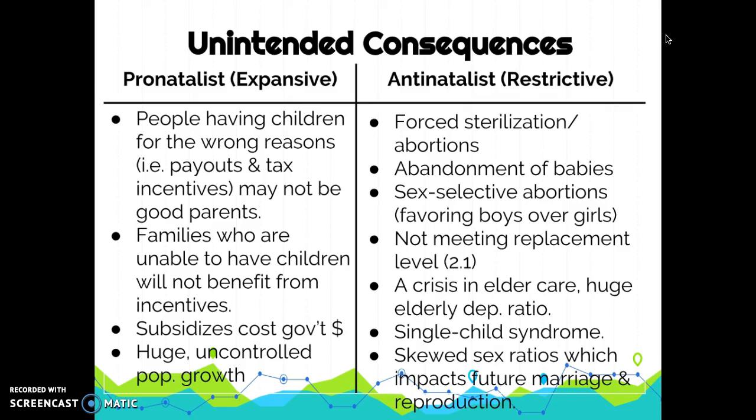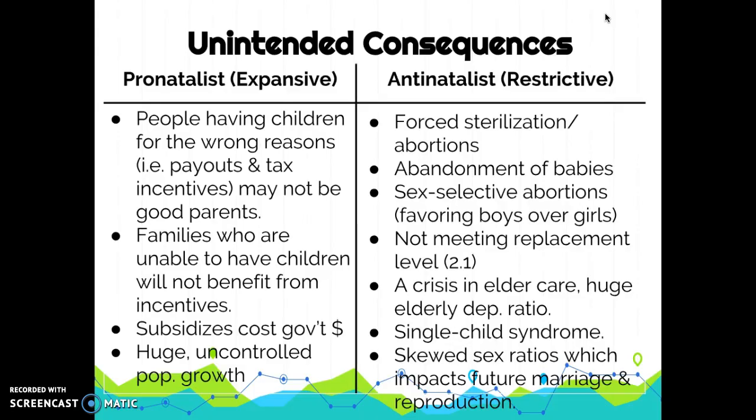These are single children who have been spoiled their whole lives because they didn't have any siblings that they had to share with. And then they go on to live with their parents and never really have a job or have a family of their own. And then lastly, skewed sex ratios, which I was talking about above when I was talking about sex-selective abortions. This can impact the future because there aren't enough women for men to marry in places like China and India.